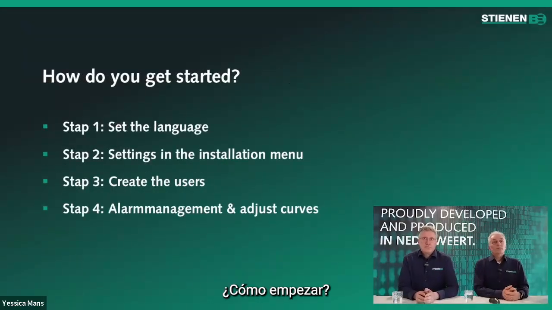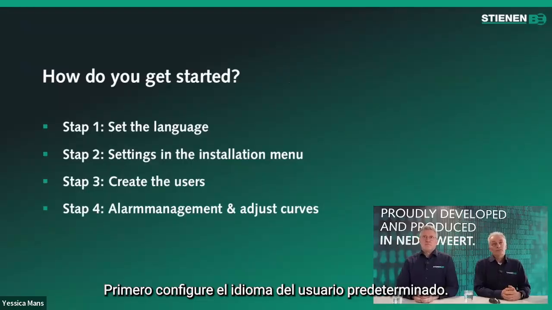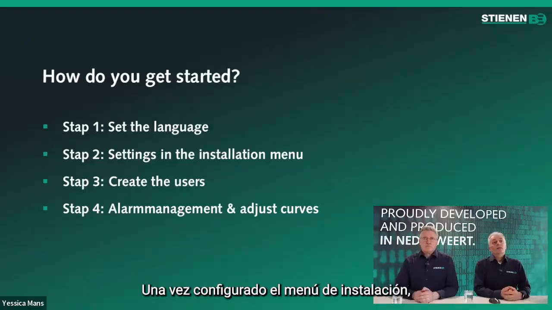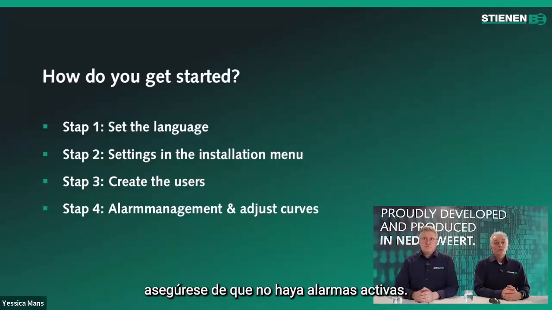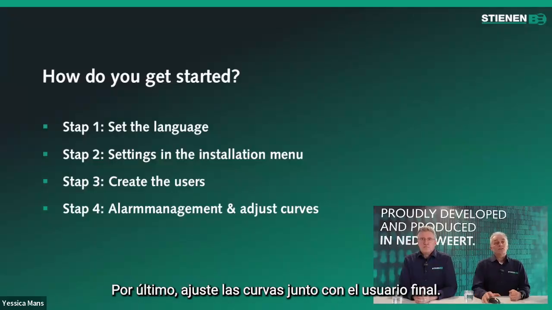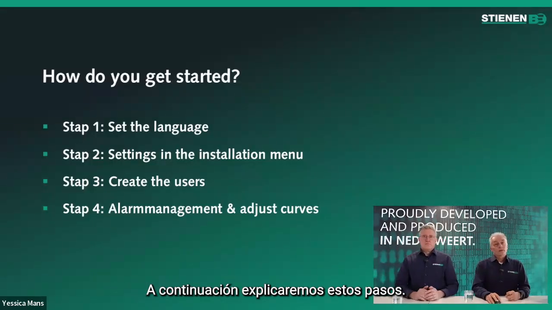How do you start up? First, set the language for the default user. Then set the installation menu, create the user. Once the installation menu has been programmed, it is important that the computer is alarm-free. To do this, go to the alarm management and clear the last alarms. Finally, adjust the curves together with the end user. We will now explain these steps.